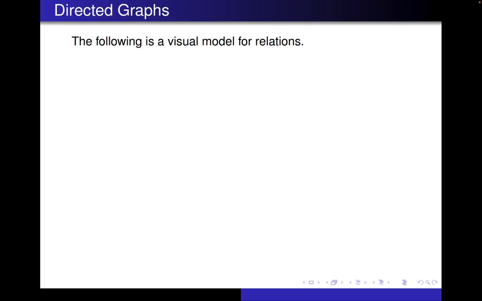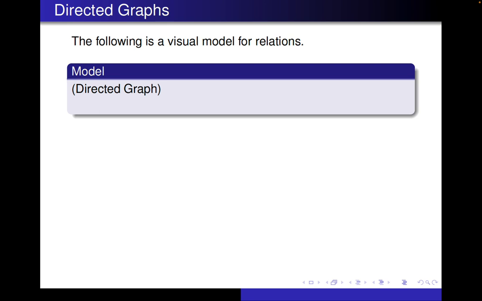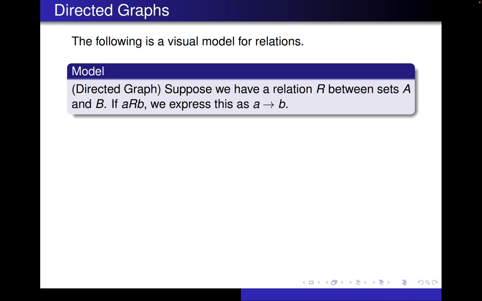So here's a more visual model for relations. This is called the directed graph model. You can find this one in the textbook. Suppose we have a relation R between the sets A and B. If A is related to B, A R B, we can express this as A with an arrow pointing from A to B.